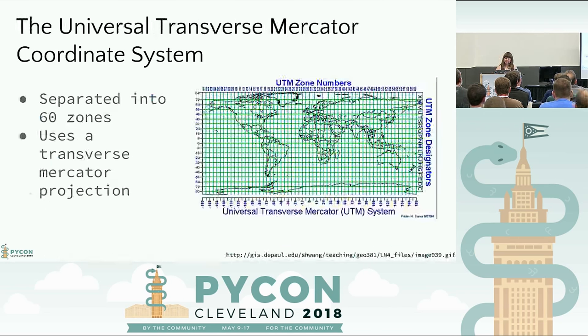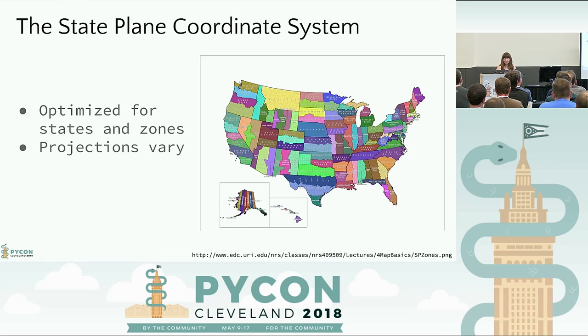Another coordinate system is the Universal Transverse Mercator, used quite a bit. It separates the Earth into 60 zones. It uses a transverse Mercator projection behind the scenes, so this is a projected coordinate system. State plane coordinate system, it's what we use at my current job. Each US state is separated into zones. Some states only have one zone, but these coordinate systems are highly optimized for these particular scales. Alaska has like 1, 2, 3, 4, 5, 6. And the projections behind these coordinate systems vary based on the shape of the state.